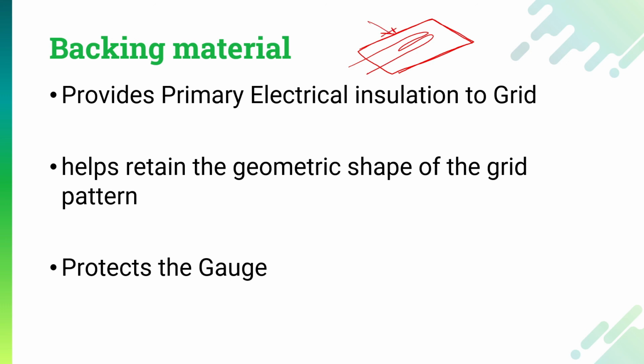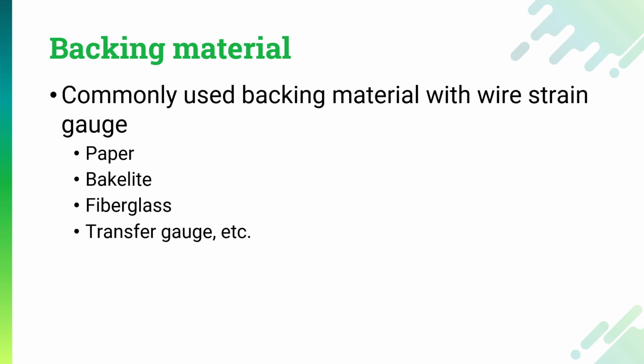For such backing material, what should be important? The very first thing, electrical insulation should be good, because the grid is going to pass electrical current which should not leak. In addition to that, it also helps to retain the geometrical shape of the grid pattern, and it should protect the gauge also. Commonly used backing materials are paper, bakelite, fiberglass, and the like. Other than that, there are numbers of backing materials available.